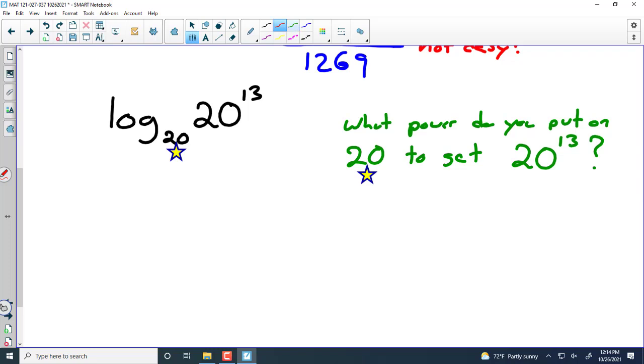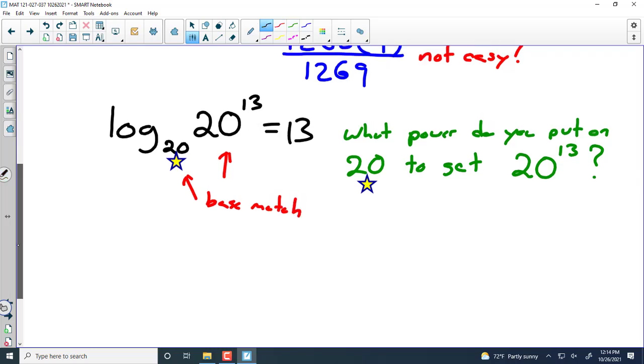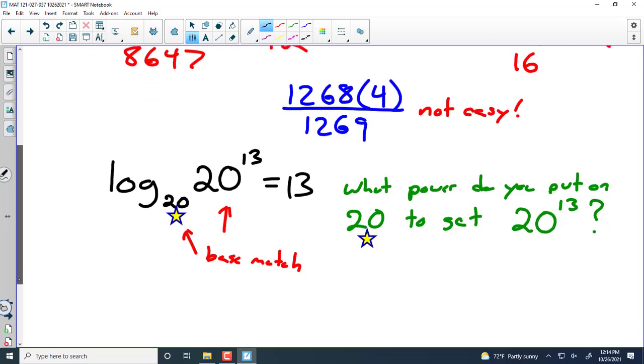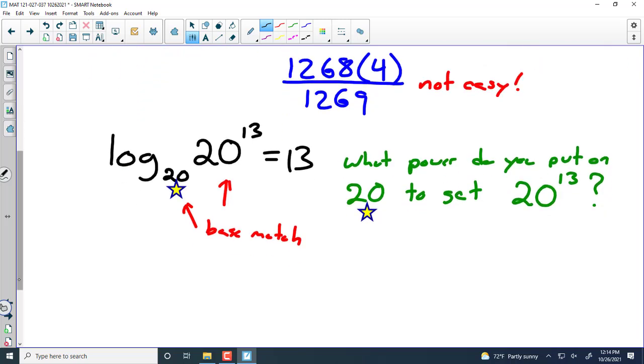What happened, everyone, is we have a base match here. And since the bases match, just like its friends up here, they undo each other. This multiplication and division undid each other. This addition and subtraction undid each other. This logarithm base 20 and this exponential base 20 undo each other. They're inverses, and that's why the answer ends up being 13.